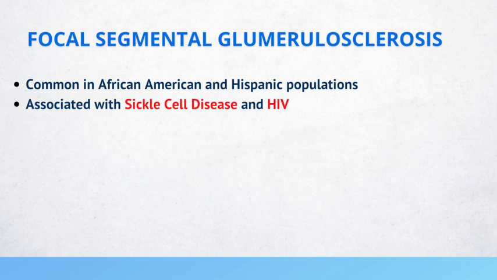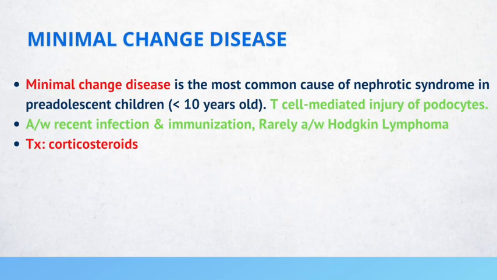In minimal change disease, it's the most common cause of nephrotic syndrome in pre-adolescent children, less than 10 years old. And this is a T-cell mediated injury of the podocytes. It can be associated with recent infections and immunizations, and rarely associated with Hodgkin's lymphoma. And we typically treat with steroids.